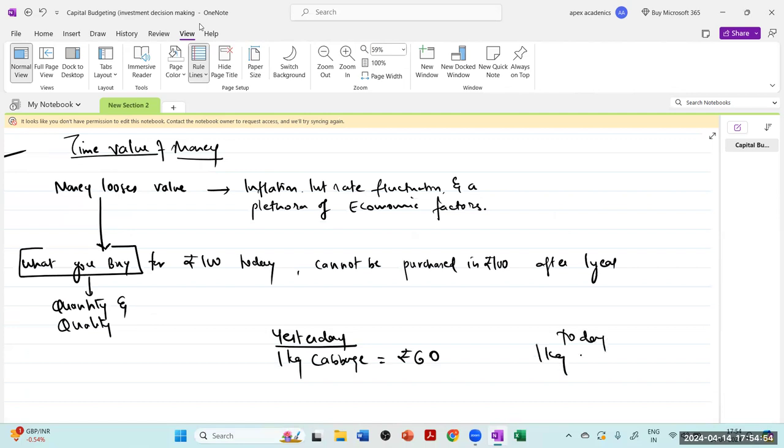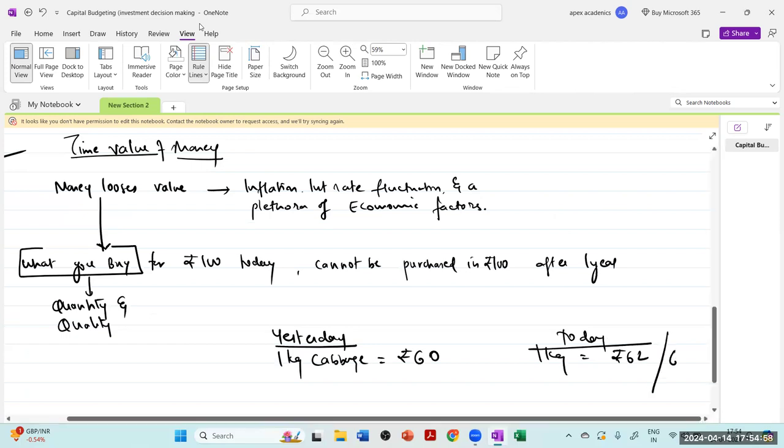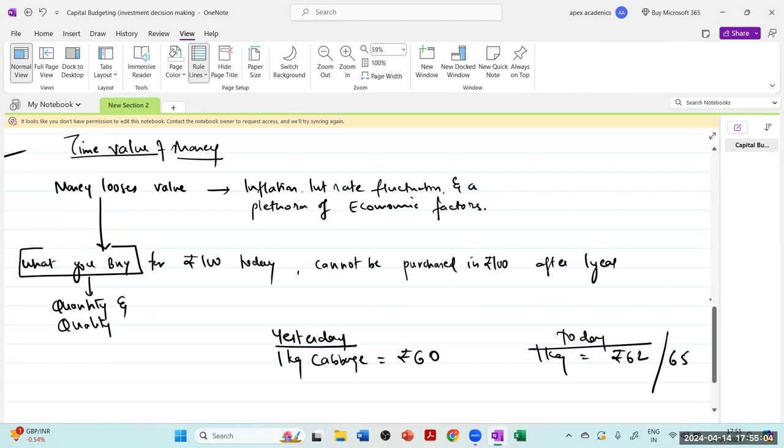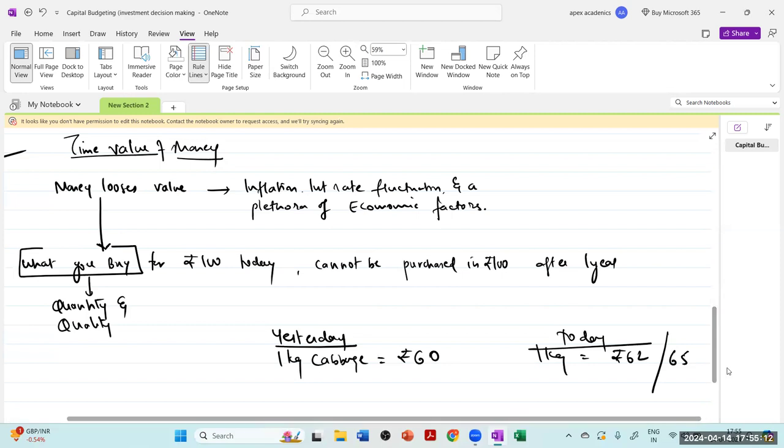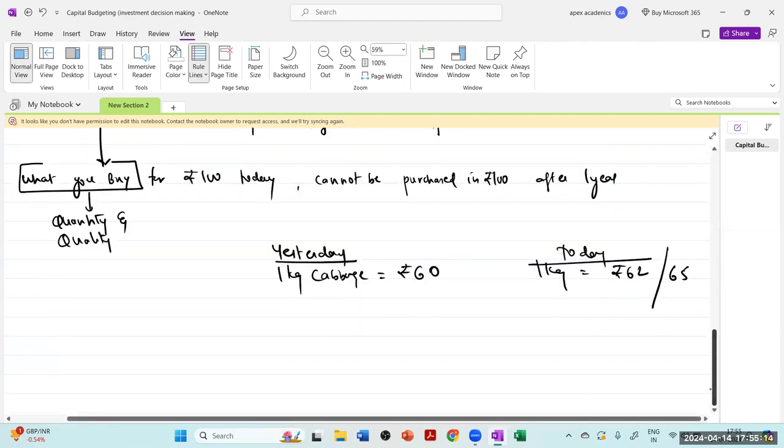Today, that same 1 kg will be rupees 62 or possibly 65. Why is it more expensive? Because of the fact that market forces of demand and supply continuously go in the upward direction with product prices rising. So money is losing its value.